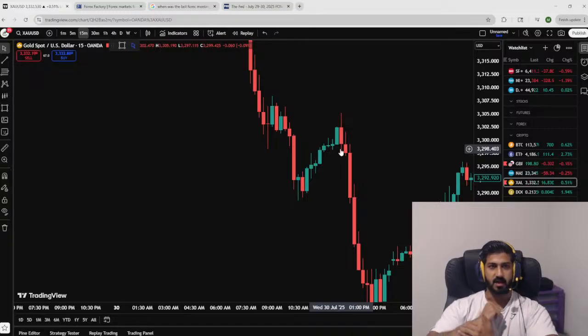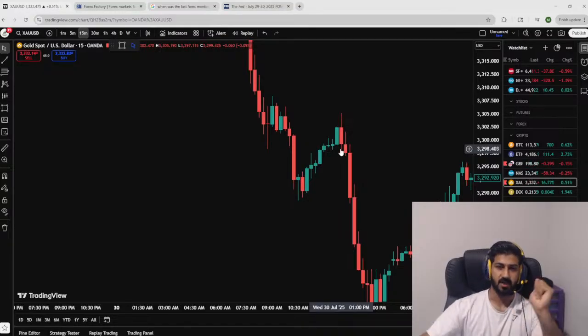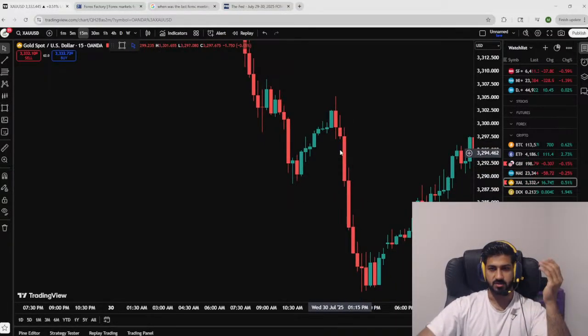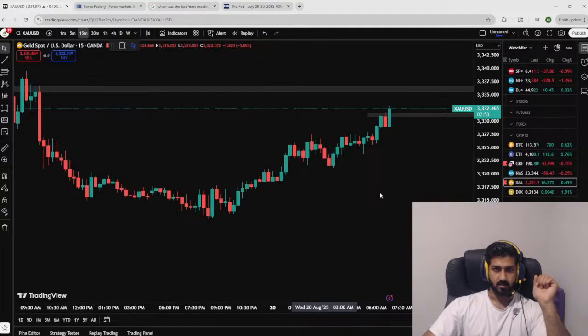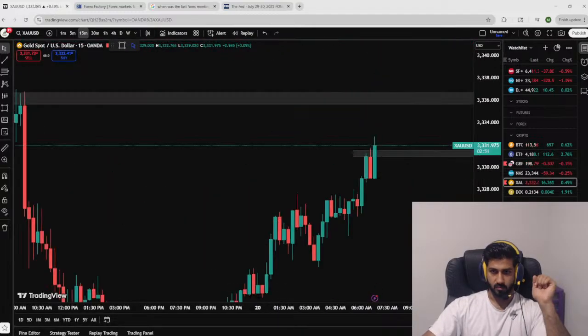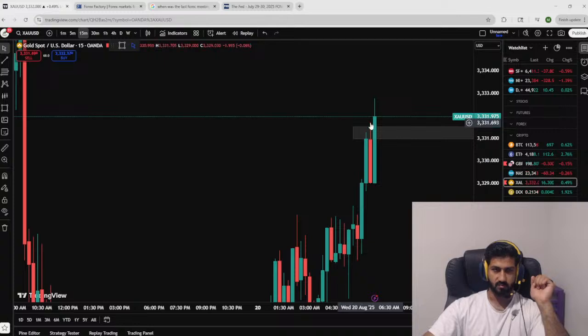So as you can see how much volume CPI brings in the market just in the middle of the day when there's hardly any volume. Now we take a look at, oh, nice. We have a break above.